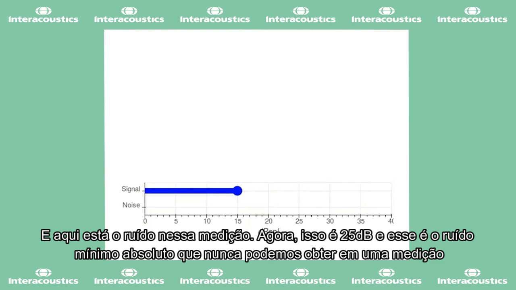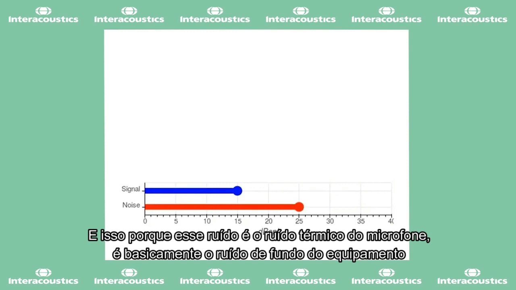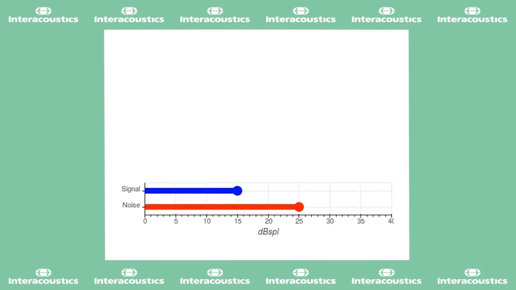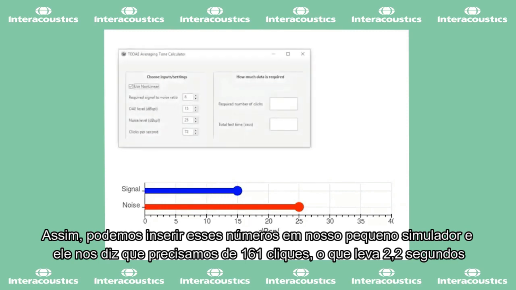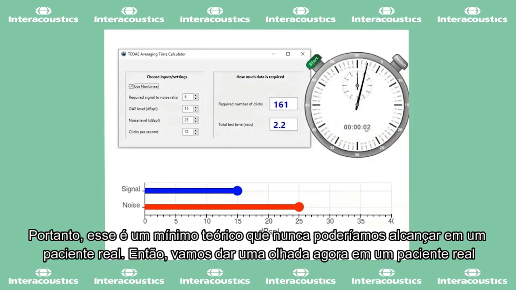And now here's the noise in that measurement. Now that's 25 decibels, and that is the absolute minimum noise we can ever get in a measurement. And that's because that noise is the thermal noise in the microphone. It's the background noise of the equipment, basically. So that's a theoretical minimum test time if there was no noise coming at all from the environment or the patient. So we can plug those figures into our little simulator, and it tells us that we need 161 clicks, which takes 2.2 seconds. So that's a theoretical minimum which we could never achieve in a real patient.